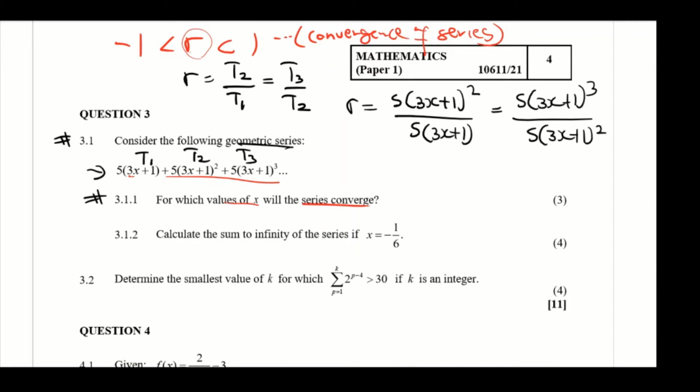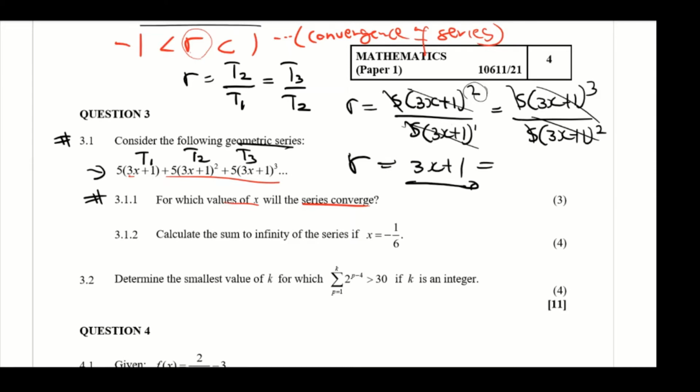So if you can see here, this is similar to this, so they divide out, and these are similar only because this one is squared and this one is 1. So you'll remain with 3x + 1. So this is going to be your R in both sides. So it's going to be 3x + 1. So that is your ratio.